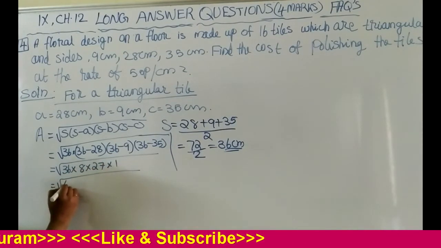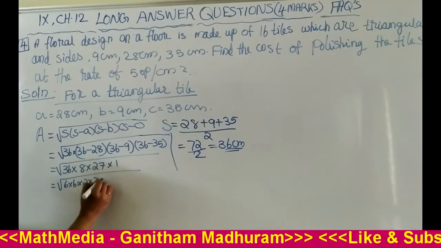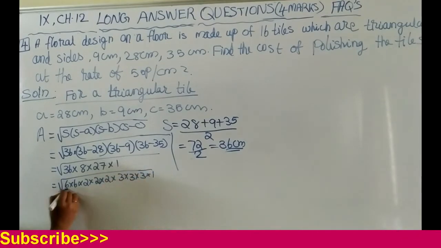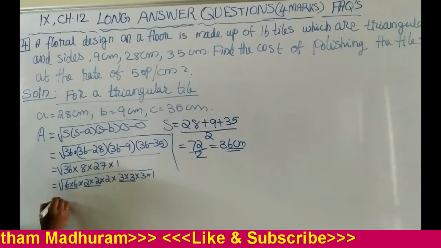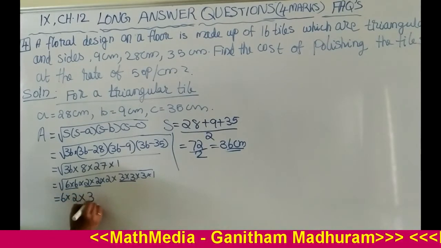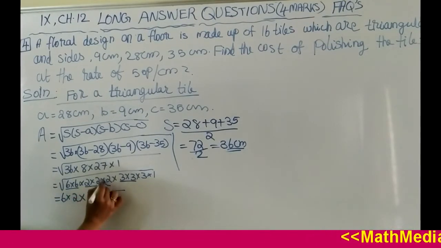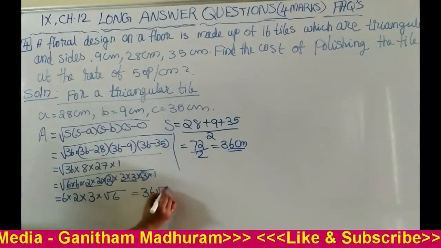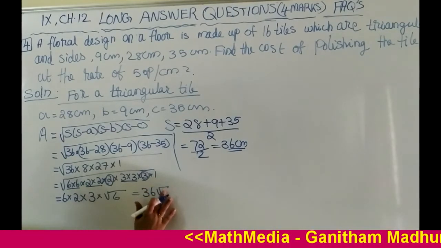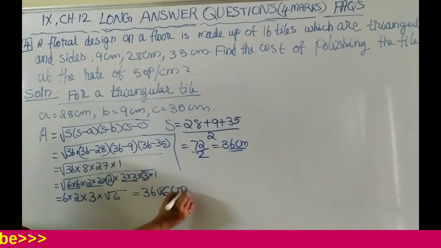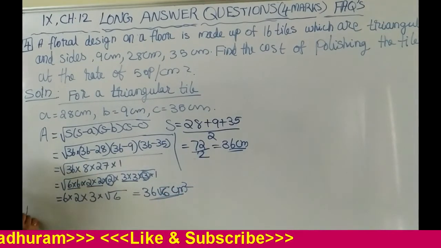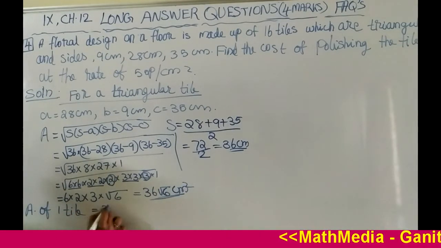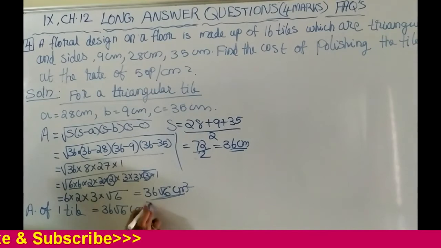Now do the prime factorization. 2 into 2 into 2 into 3 into 3 into 3 into 1. Now make a pair. So we get 6 into 2 into 3 under the square root we get 2 and 3. That is 6. So 36 root 6 centimeter square is the area of one tile. That is, area of one tile equal to 36 root 6 centimeter square.